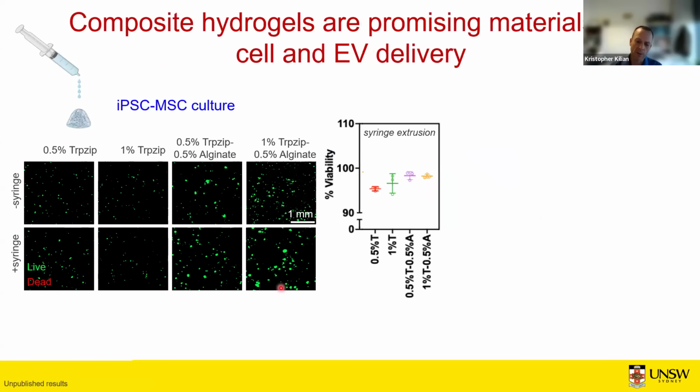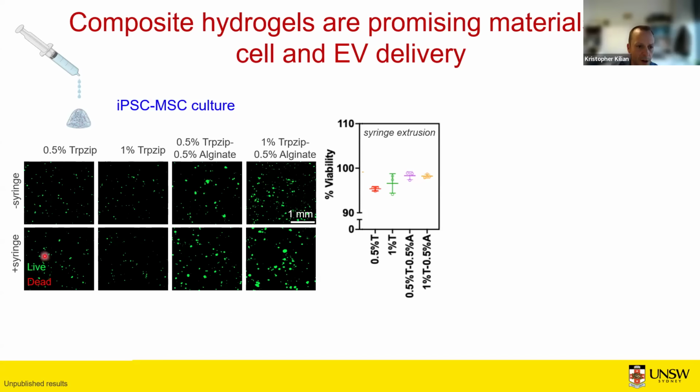So one of the things that we're really excited about using the Trpzip gels for, as I mentioned, was cell expansion as well as cell delivery. And so we explored this concept culturing some induced pluripotent stem cell derived MSCs. This is a pretty promising source of mesenchymal stromal cells where you have these allogenic iPSCs and you can differentiate them to this mesenchymal precursor population.